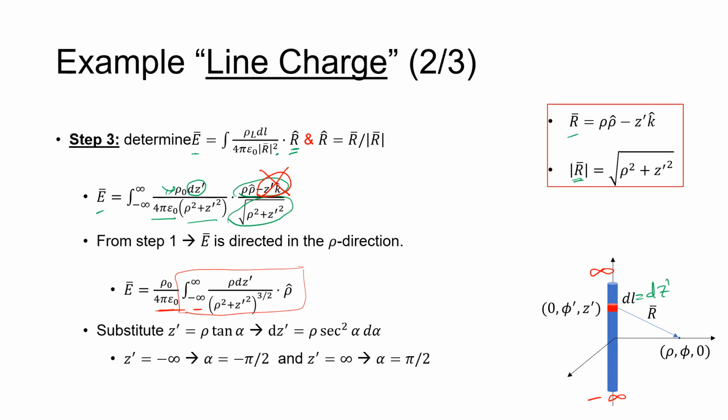This integration is simple. If we replace z by rho tan alpha, and of course we also need to replace dz. Rho is a constant here, and tan alpha is differentiated as secant squared alpha d alpha. And we need also to understand what are the new limits of integration. If you substitute z equal minus infinity, you will get that alpha is minus pi over 2, and again for infinity you will get pi over 2.